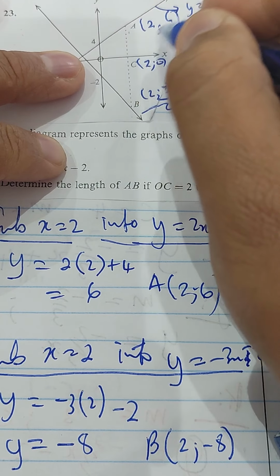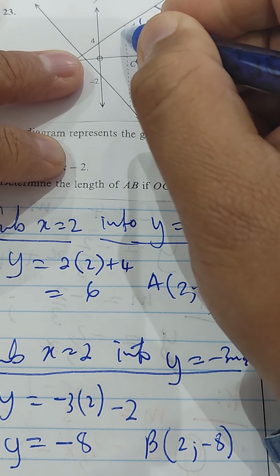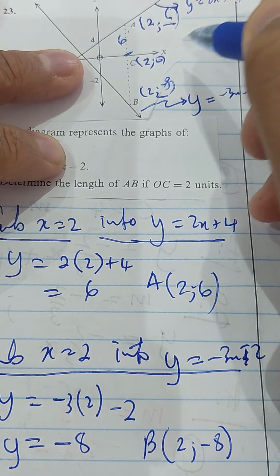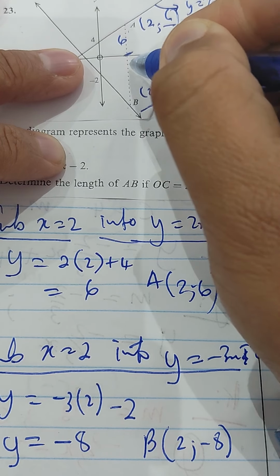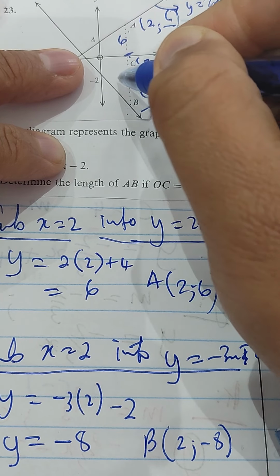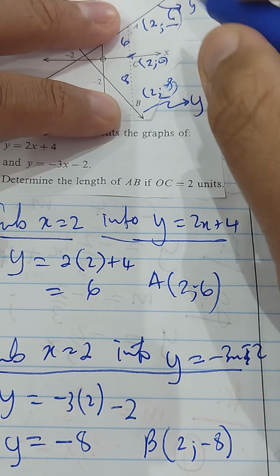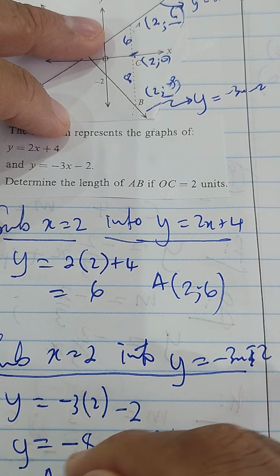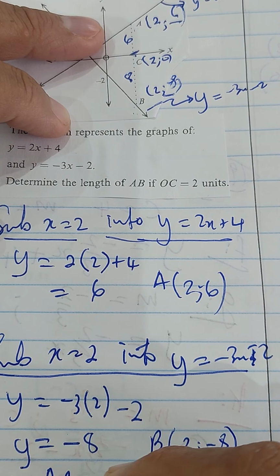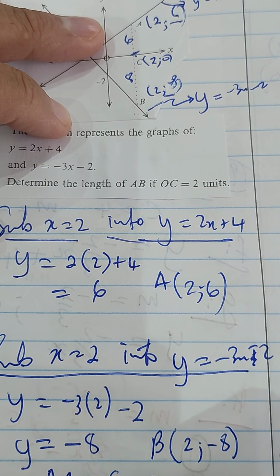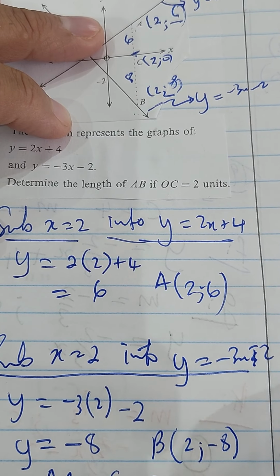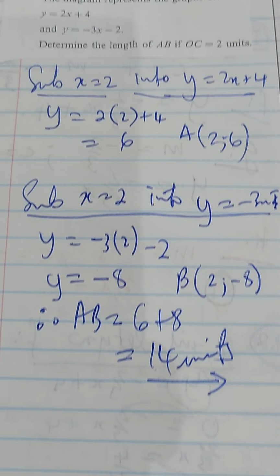So if this is 2 and 6, then that length from there to there is 6 units. If this is negative 8, then from there to there is going to be 8 units. Can you see that? Remember, length is never negative. So therefore, AB is going to be 6 plus 8, which is 14 units. Okay.